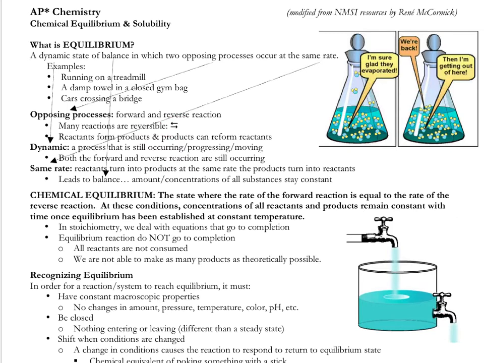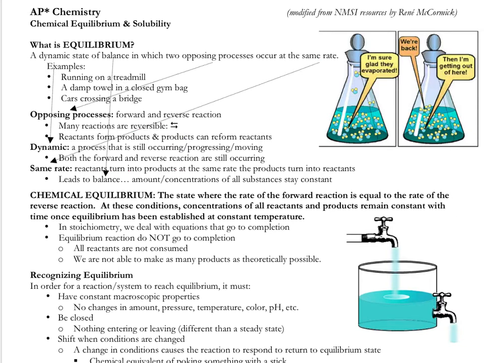Reactants turning into products, products back into reactants. That's what it means to be opposing processes here. Dynamic means that it's still happening. You could stand on a treadmill with it being off and nothing happen there, but it's not dynamic. You're not moving, the treadmill's not moving. In terms of a chemical reaction, that means the forward reaction's happening and the reverse reaction's happening. We don't just mix 2 chemicals and then they're done. The process just keeps going.